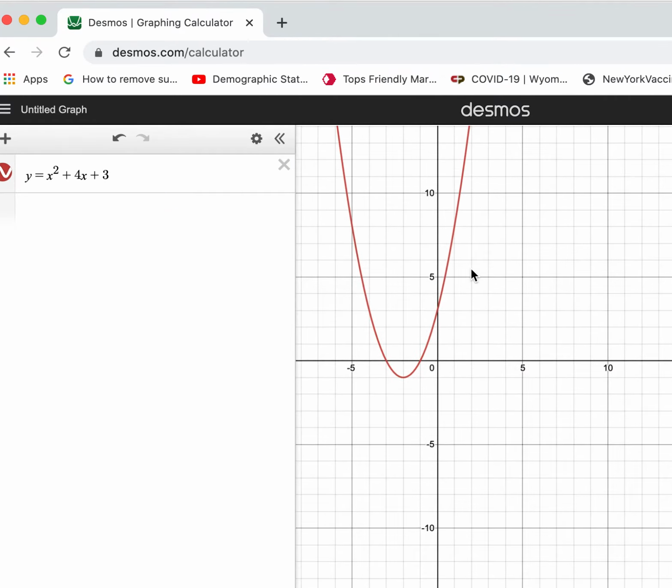It's a parabolic function. And to graphically understand the meaning of the solutions here, we see that we have x equals negative 3 as an intercept and x equals negative 1 as another intercept. It's called the roots of the quadratic equation.